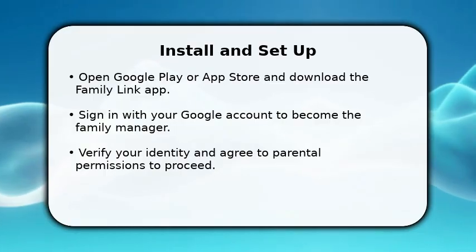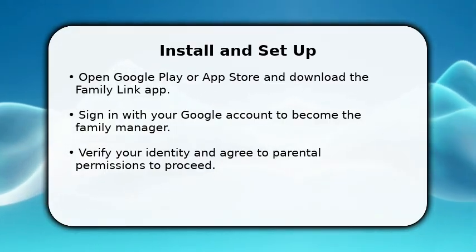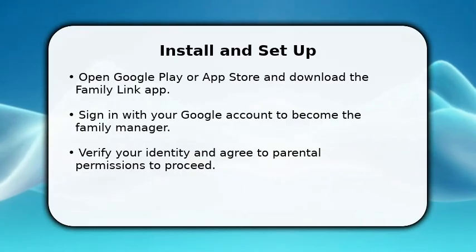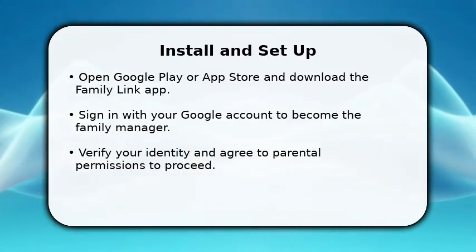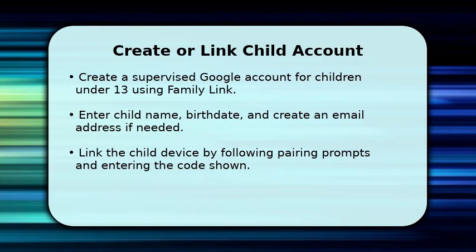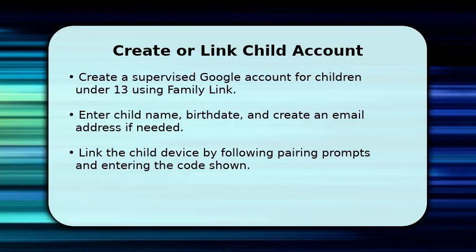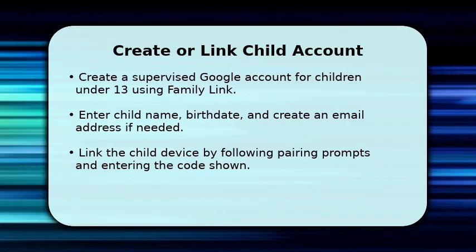Keep your phone nearby while the app checks for updates and device compatibility before continuing with creating or linking a child account. Choose to create a supervised Google account for children under 13 using Family Link. Enter the child name, birth date, and create an email address if one is required. Read the supervision terms and tap to confirm family consent for account creation.